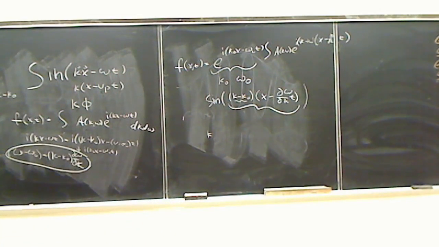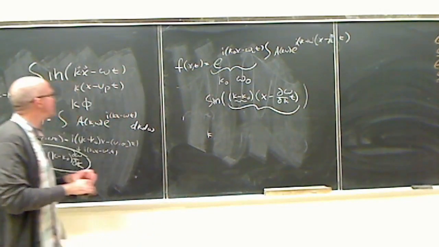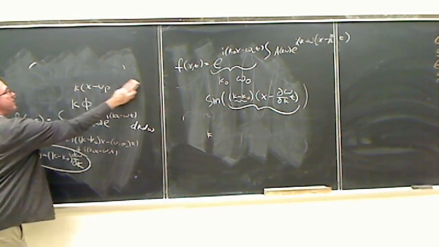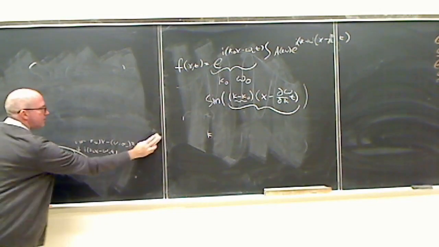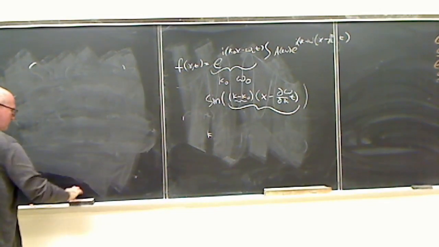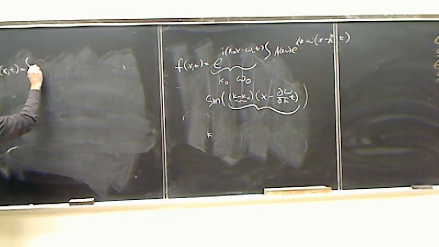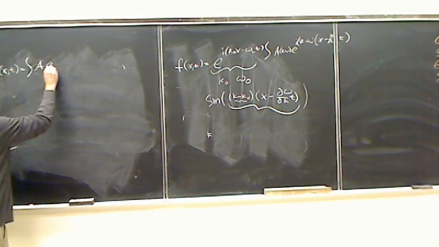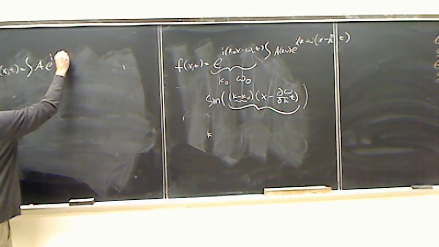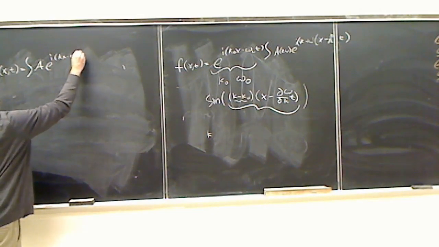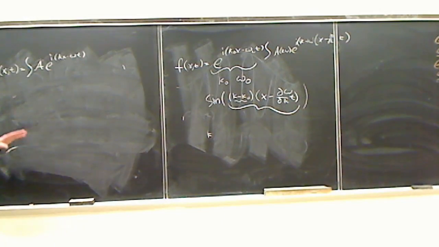Let me back up and try it again real quick, and then I'm probably going to assign it as a homework problem because it's useful. So we've got my Fourier transform f of x and t equals the integral of a e to the i (kx minus omega t) dk d omega.